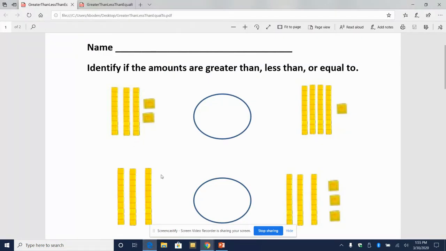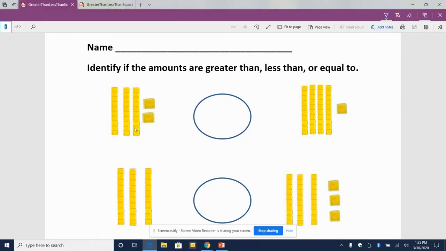And this is exactly what we did, isn't it? So that's exactly what we did. So we're going to keep on working on this page. And we're going to see how many we can do with just tens and ones, and hopefully mental math, or if not mental math, we can count them too. So let's figure out which one is greater than, less than, or equal to.